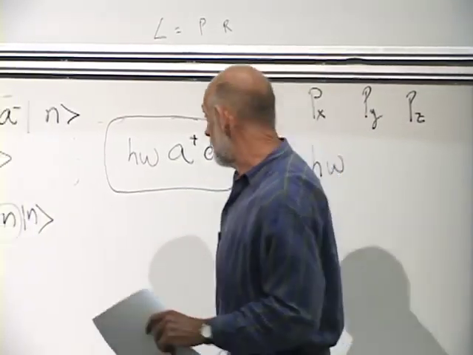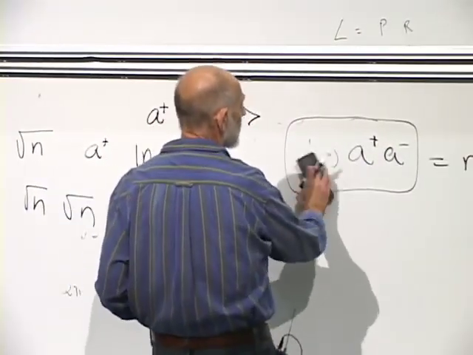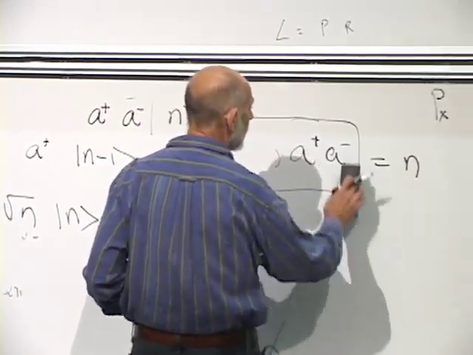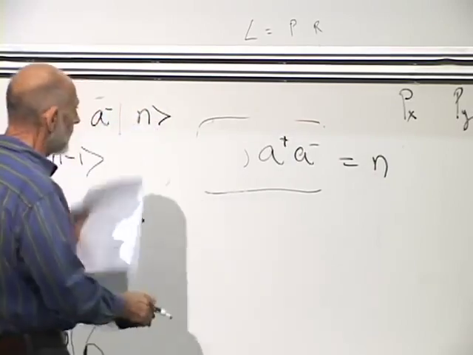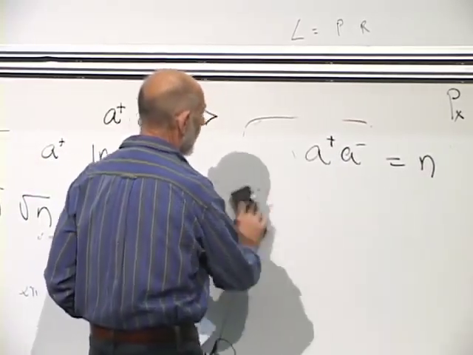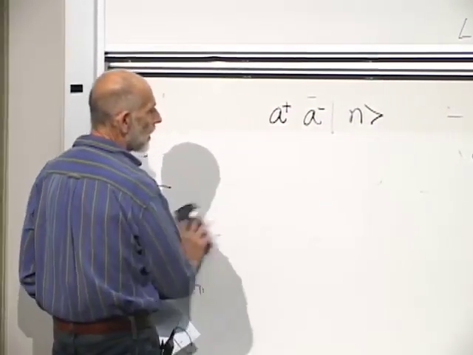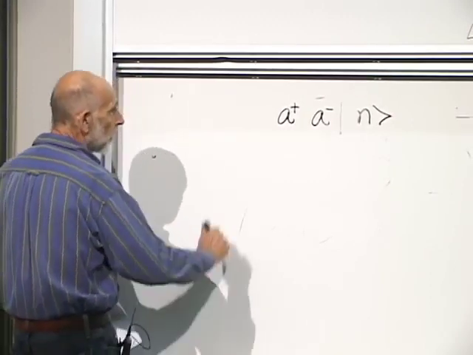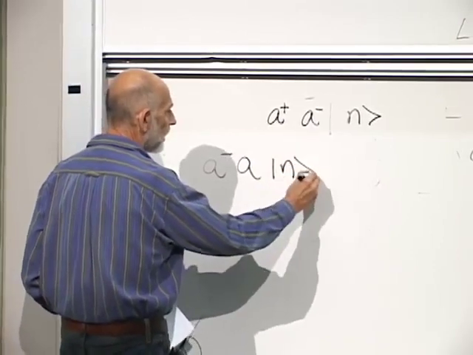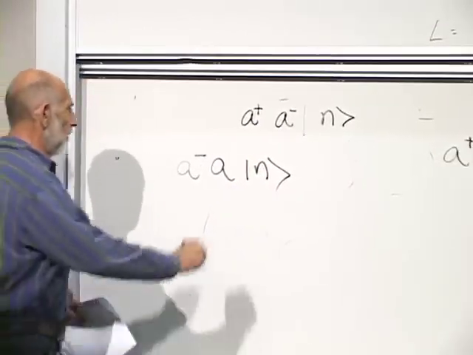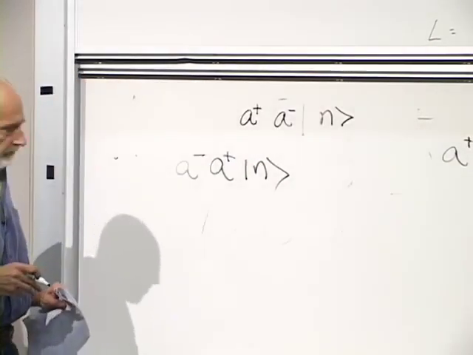Let's multiply them in the opposite order. All right, so what did we find out? We found out that a plus times a minus is equal to n, meaning to say that if you do this operation on any state, it just multiplies by n. What about the opposite order? Let's try it in the opposite order, using the same little logical rules: a minus times a plus on n. What does that give? Did I do that right? A minus times a plus, the opposite order.